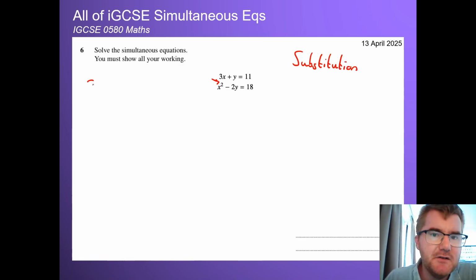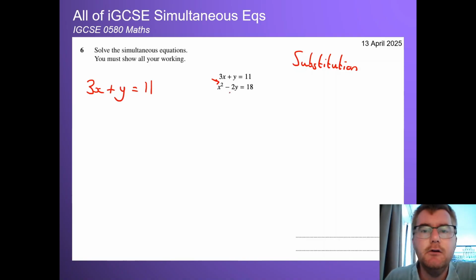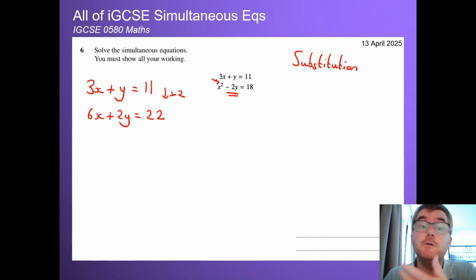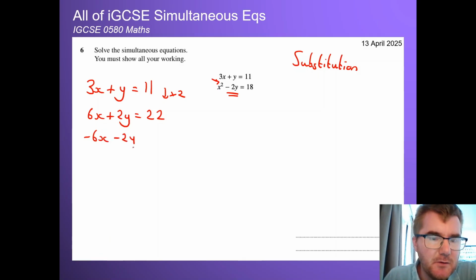So the way I'm going to do this, we've got 3x plus y is equal to 11. And I want to make the y look like minus 2y. So the first thing I'm going to do is multiply by 2. You'll notice I'm speeding up a bit in this part of the video. That's on purpose. So you're building up that fluency here. And then we need to have a minus 2y. So we need to flip all the signs. So we have minus 6x minus 2y is equal to minus 22.